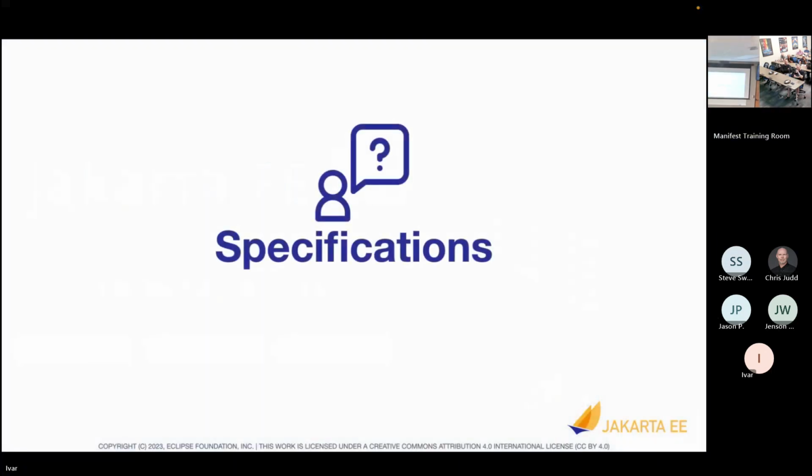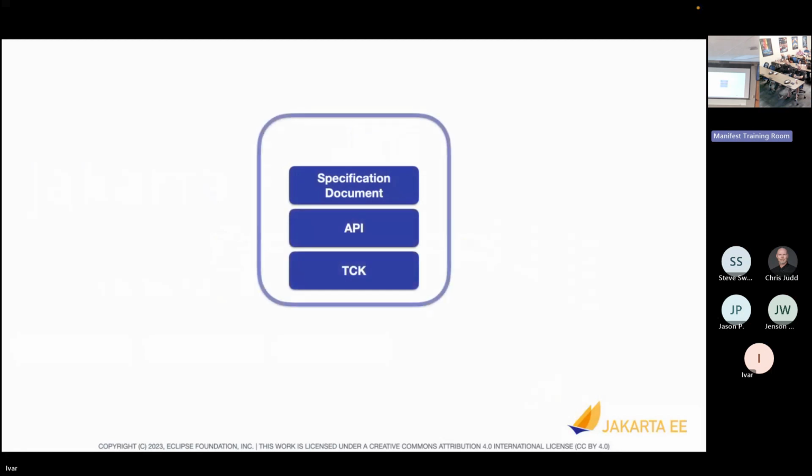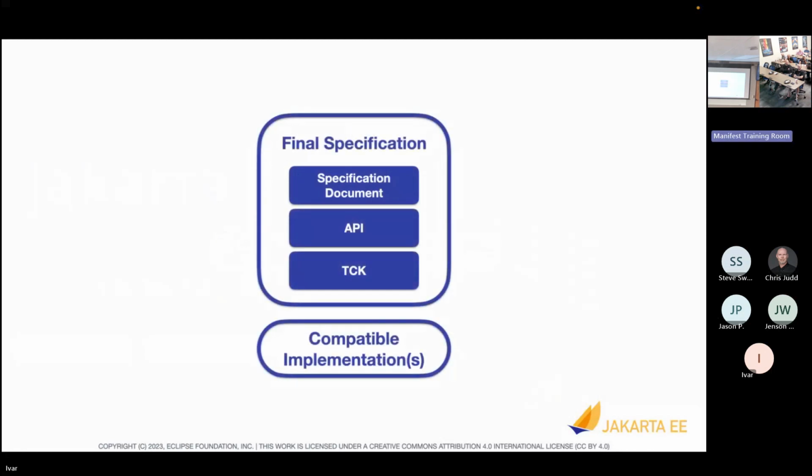And Jakarta is all about specifications. If you're working on Spring Boot, you know it's kind of a library, sort of a framework. What we're talking about is standards and specifications. And specifications in Jakarta are usually a specification document and some API artifact. That's what you do when you develop code. And we have a TCK, or test compatibility kit, that we use to test that an implementation fulfills the requirements of the specification. So when we've tested that, we have a compatible implementation.